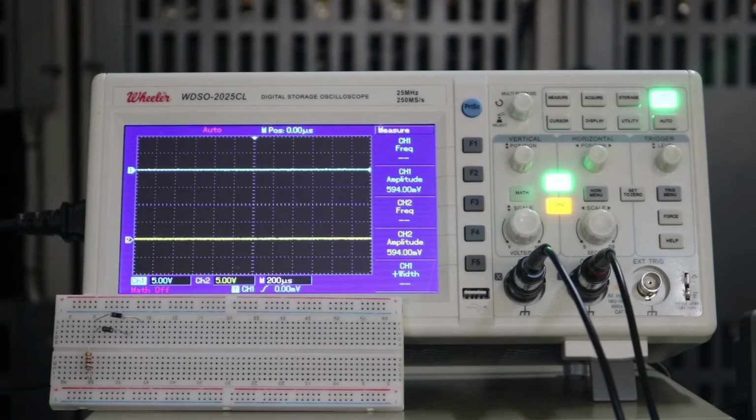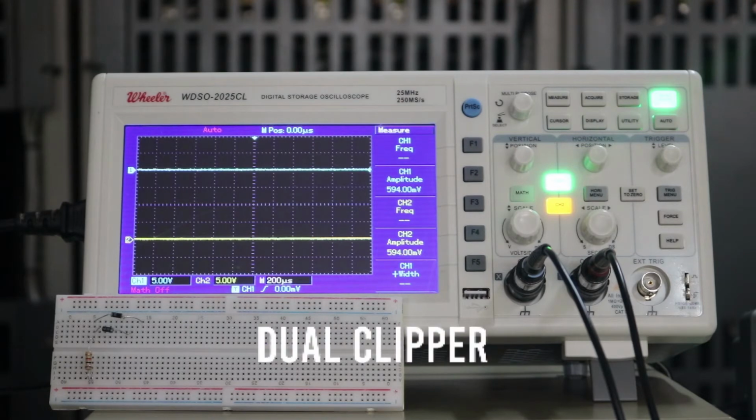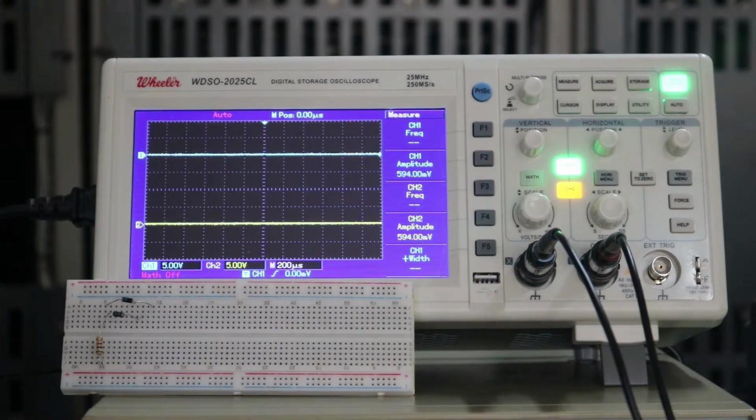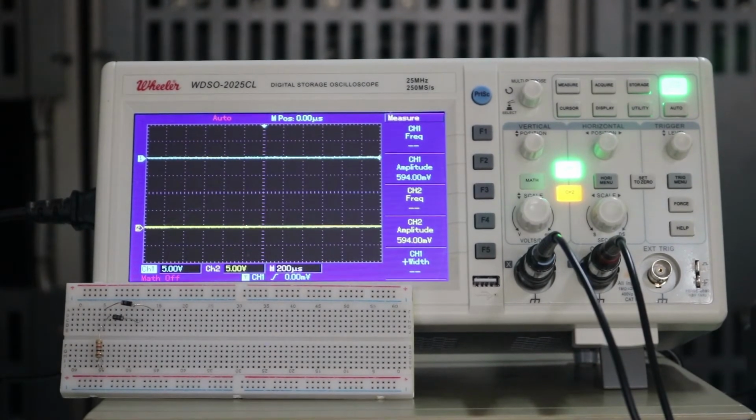For the next part of our experiment on clippers, we will be demonstrating the output waveform of a dual clipper. A dual clipper is a clipper that clips both parts, wherein we'll be showing how it clips both parts of the cycle of our input signal.